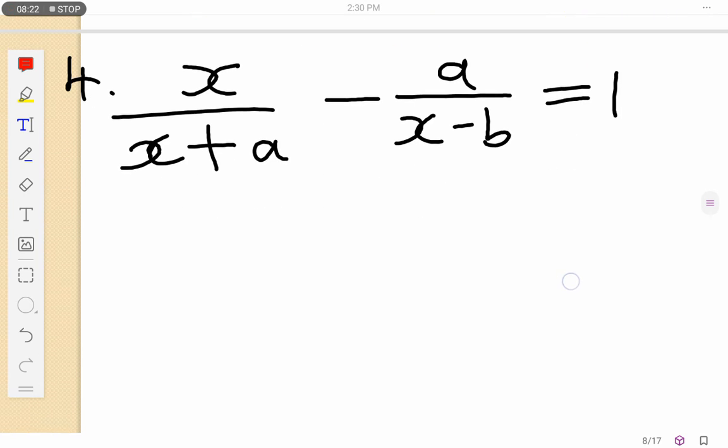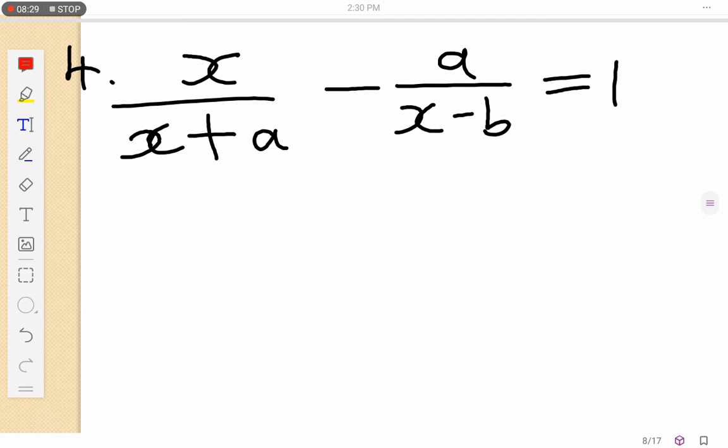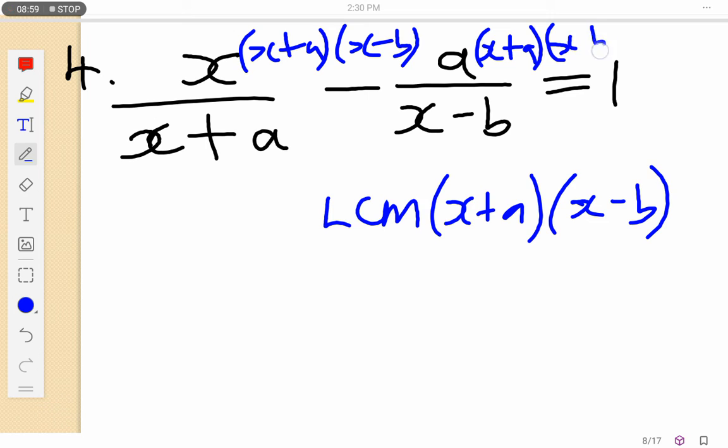Okay, let's look at the last one. I think this is the last one, yes. So we do the same as we did on the previous question. The lowest common multiple is x plus a by x minus b, like that. So we multiply everything by that. I multiply the first one by x plus a, x minus b. I do the same for this one, and the last one, 1, I do the same, x plus a and x minus b.